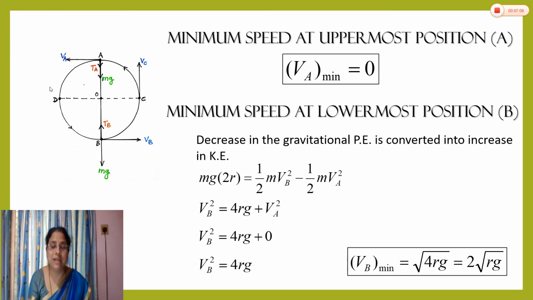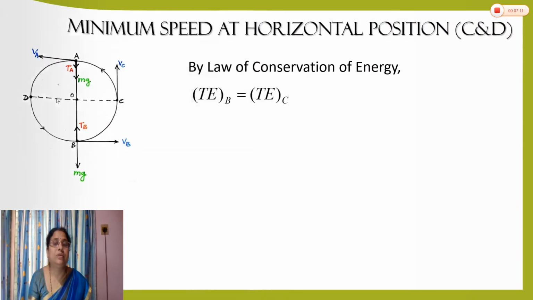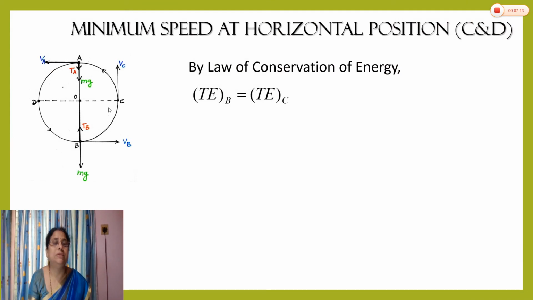Now we see the velocity at point C or D, that are the horizontal points. Again we use here the law of conservation of energy and we say that the total energy at point B is equal to total energy at point C. So total energy at point B is equal to sum of potential energy plus kinetic energy. So what will be the potential energy at this point B? We know the formula for potential energy is mg into h. When the bob is at the lowermost position in the vertical circle, the vertical distance is 0.